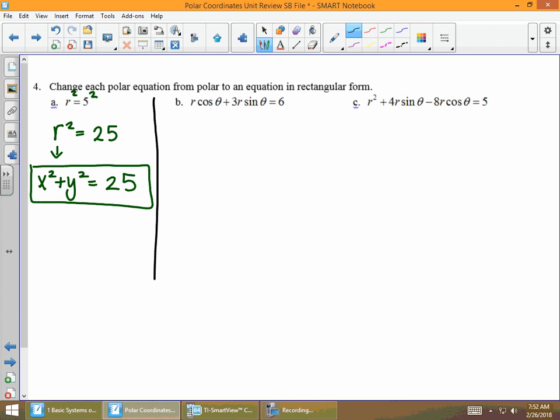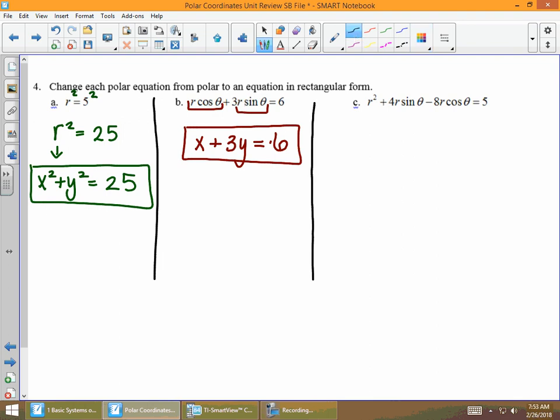This next problem, remember from when we were working with our points, r cosine theta is the same as x, and r sine theta is the same as y, so that would be 3 times y, and that's all equal to 6. That's a nice equation of a line. You do not have to solve for y there. That is a fine equation of a line. It's actually in standard form. 1x plus 3y equals 6.